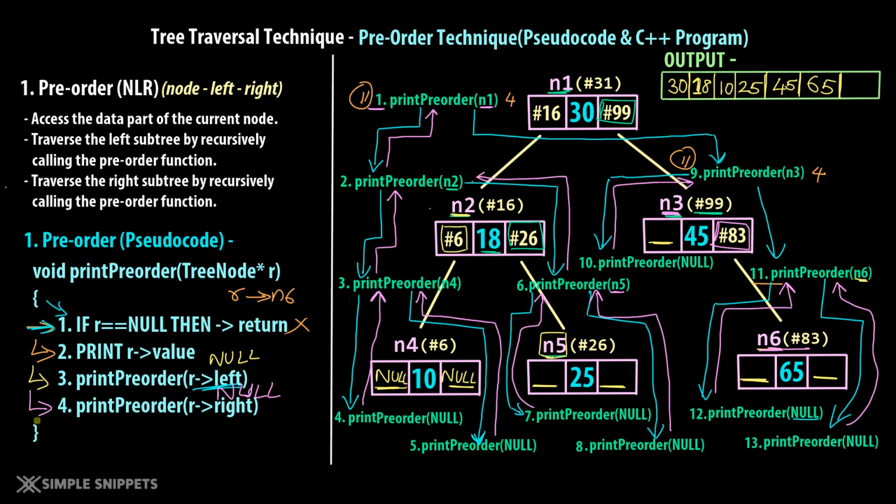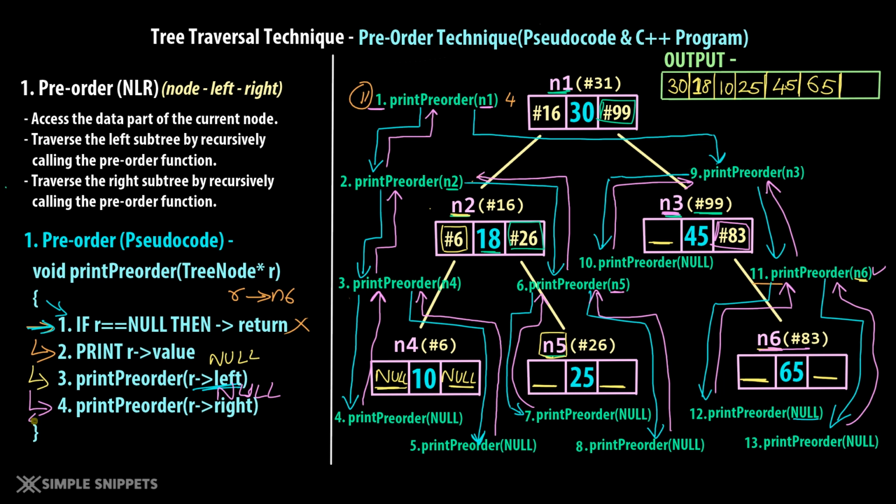So after step 4 we don't have anything, which means 11th print preorder has completed its execution. It will go back to its calling function. Who called 11th print preorder? It was print preorder 9. You can see the arrow. Even 9th print preorder was paused at step 4. So when 11th print preorder goes back to 9th print preorder, it will continue its execution from step 4.